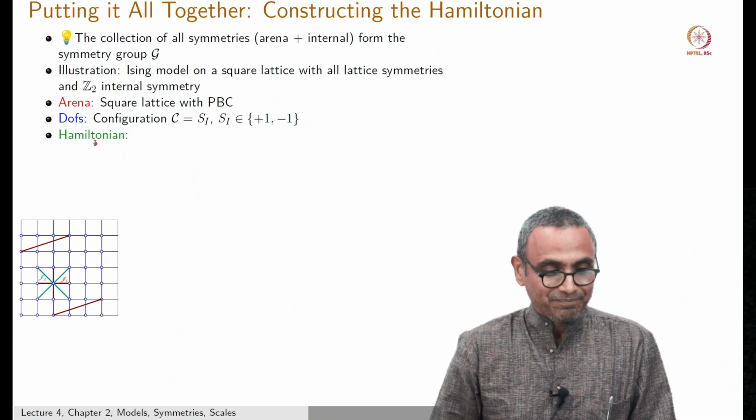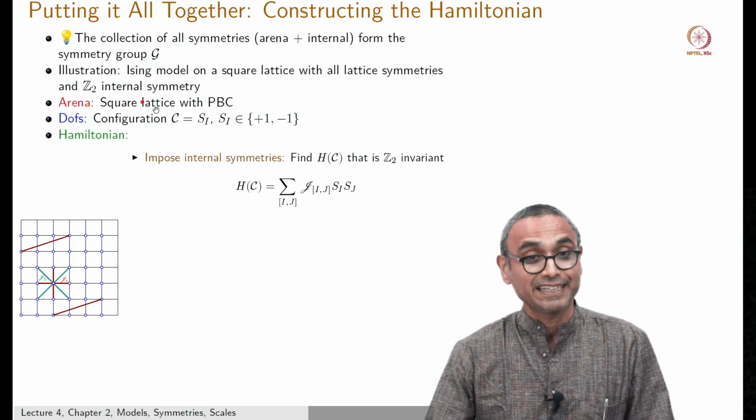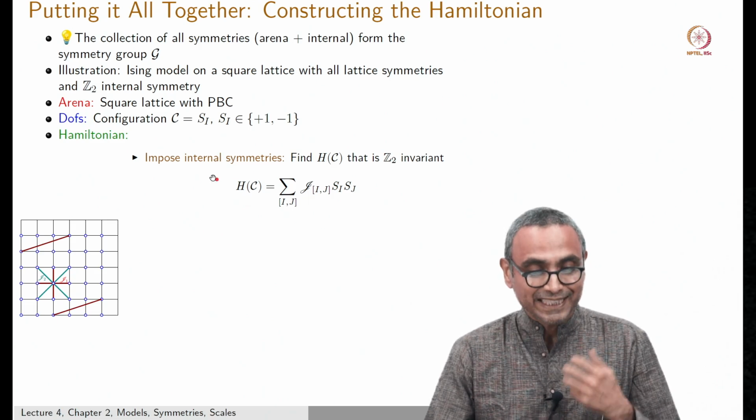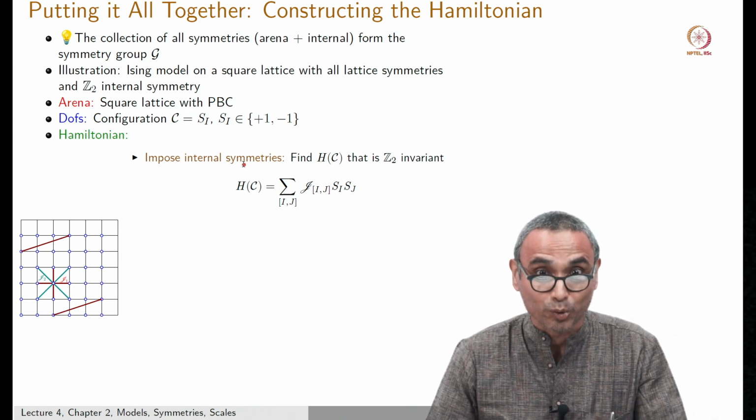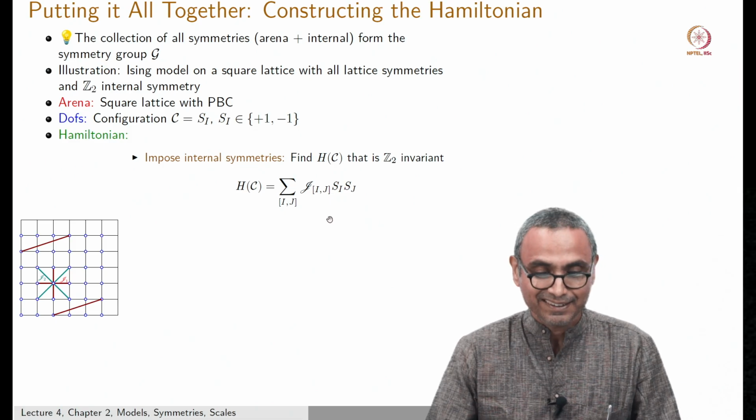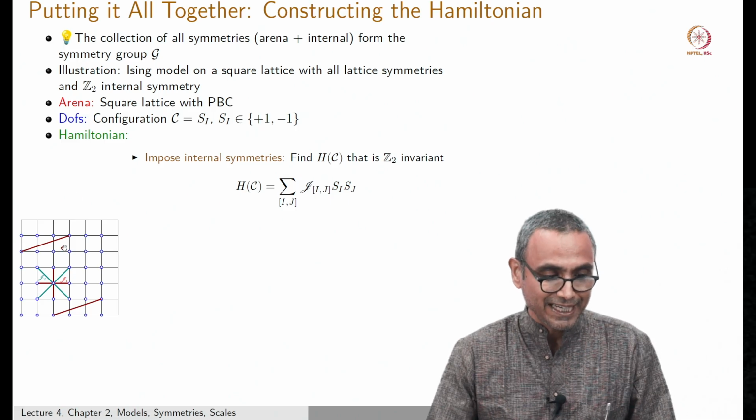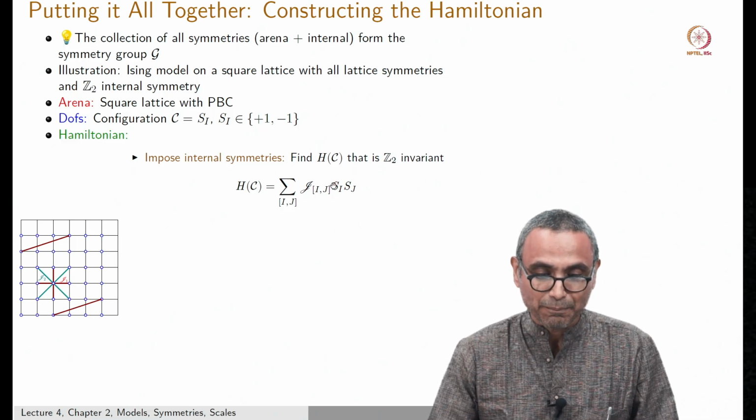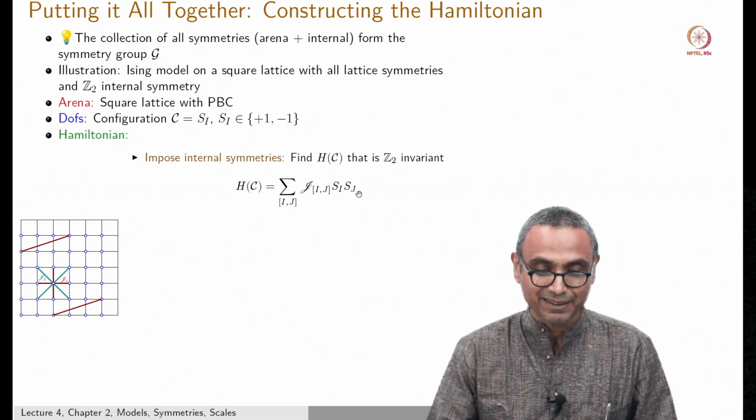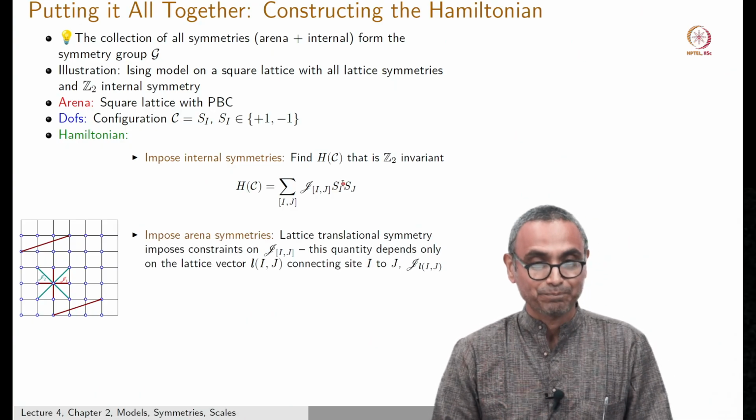And the Hamiltonian is given by this expression, that is Z2 invariant, and this we have seen a couple of lectures back. What we said was that if you just impose internal symmetries alone, then the form of the Hamiltonian with 2 spin interactions is the following. You take every pair of sites in the lattice, any pair of sites, and say that there is some kind of exchange coupling J associated with that pair. This is just a real number, and it just determines the interaction between these 2 spins.